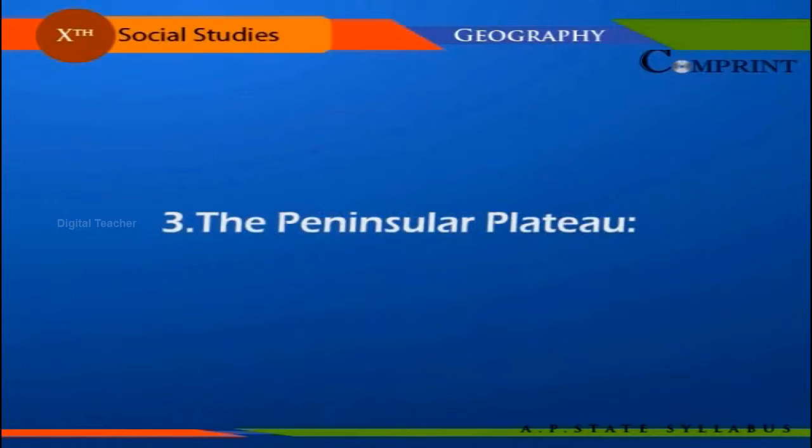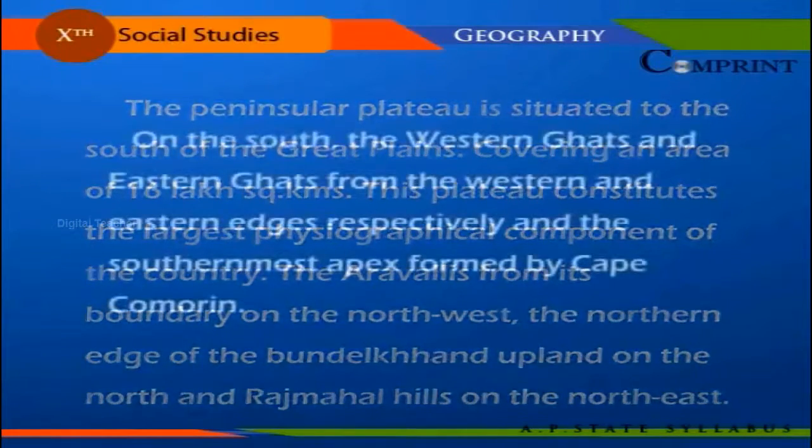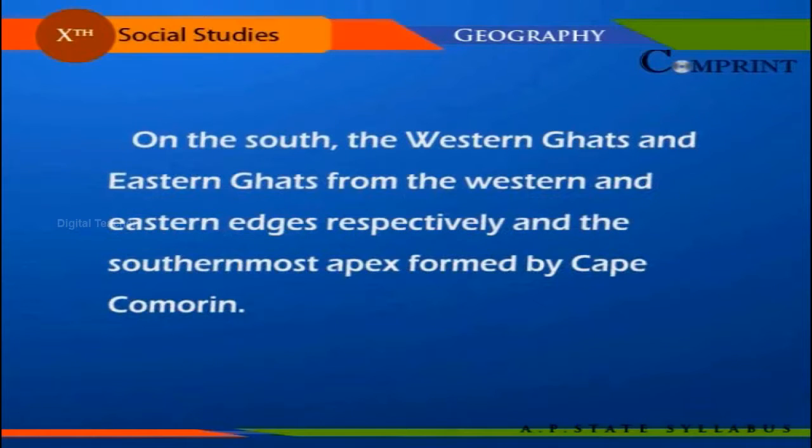3. The Peninsular Plateau. The Peninsular Plateau is situated to the south of the Great Plains, covering an area of 16 lakh square kilometers. This plateau constitutes the largest physiographic component of the country. The Aravallis form its boundary on the northwest, the northern edge of the Bundelkhand upland on the north and Rajmahal Hills on the northeast. On the south, the Western Ghats and Eastern Ghats form the western and eastern edge respectively, and the southernmost apex formed by Cape Comorin.